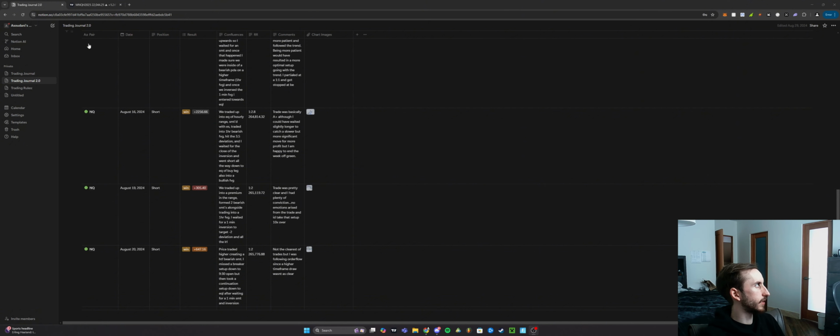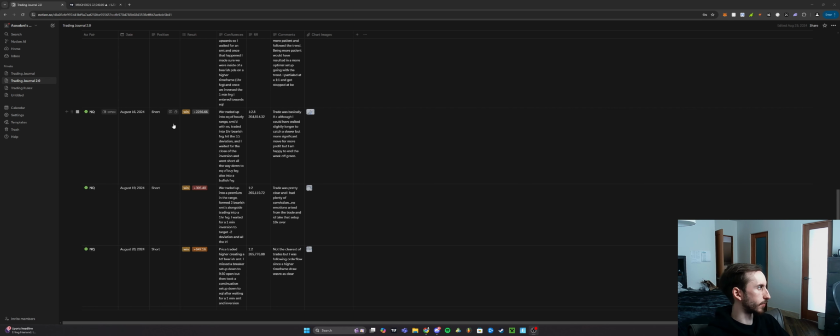But this is basically, you have the pair here, which is NQ, all I trade, by the way. You have the date, the position, short or long, the results, a win with the P&L, the confluences, the risk to reward, and then the comments as well. It's really, really simple. All you do is just copy and paste from what's in your brain and what you did on the chart to the Notion. Really, that's it.